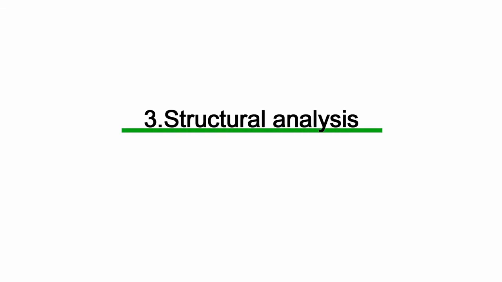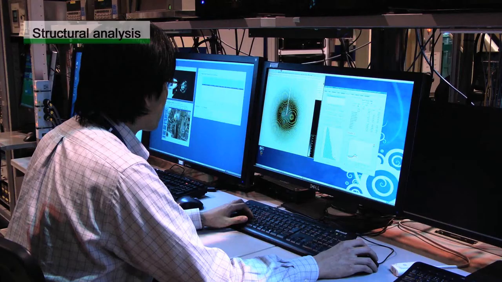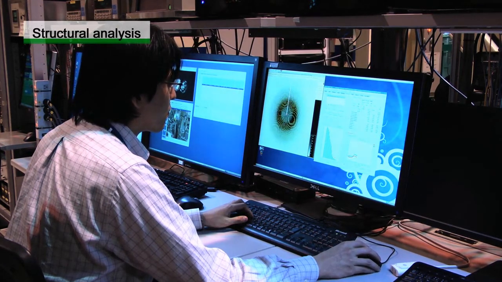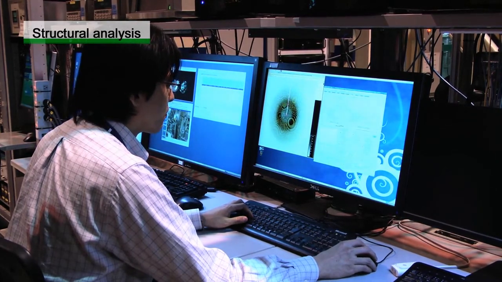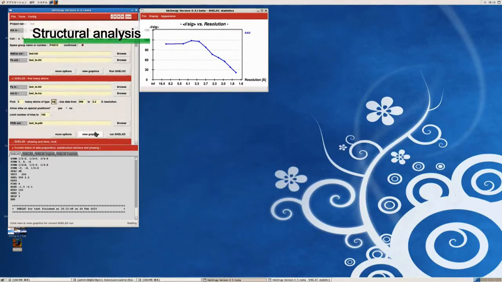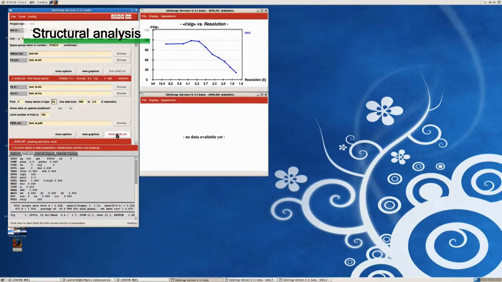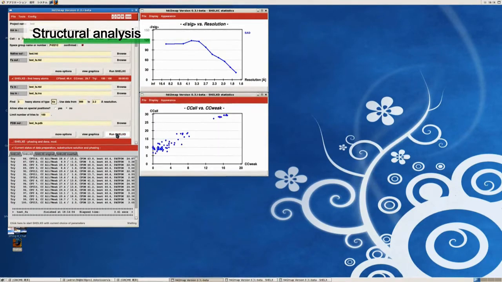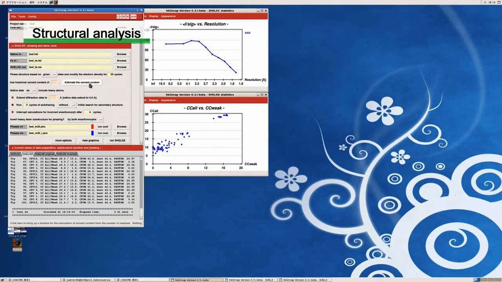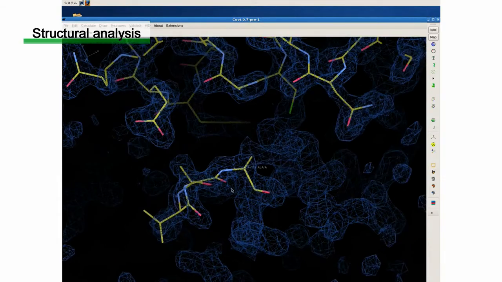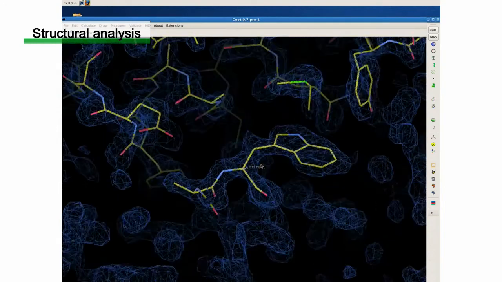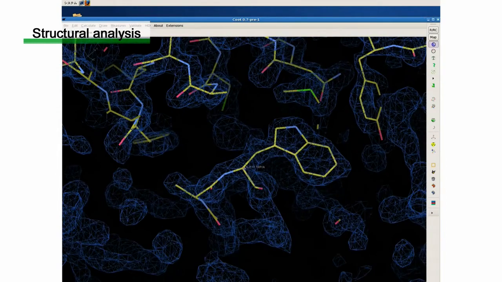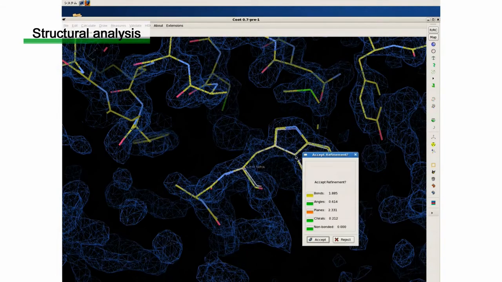Step 3. The structural analysis. The diffraction intensity is measured by designated software. A series of computational calculations using the diffraction intensity leads to the electron density of a protein. The software automatically assigns amino acid models to regions that show clear electron density. The rest of the model can be manually completed.